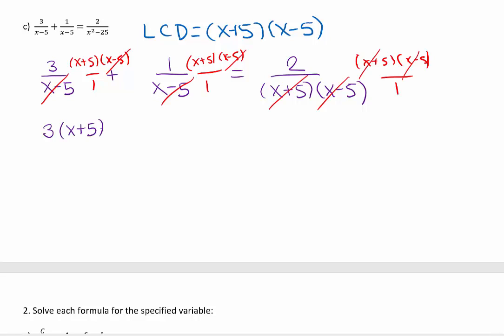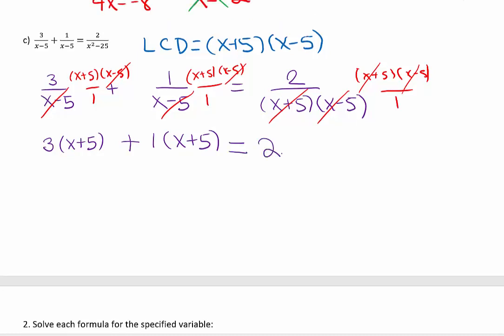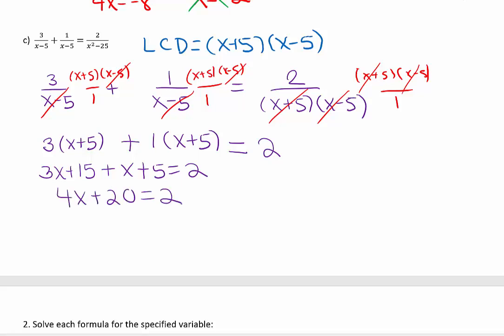In the first term, the x minus 5's cancel, and we're left with 3x plus 5. In the second term, the x minus 5's also cancel, we're left with an x plus 5. And finally, in that last term, the entire denominator cancels with the x plus 5, x minus 5, and we're just left with a 2. So I'm going to get rid of parentheses, combine like terms, subtract the 20, and divide by 4. That reduces to negative 9 halves.